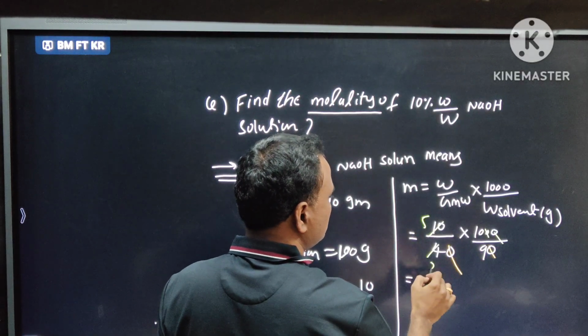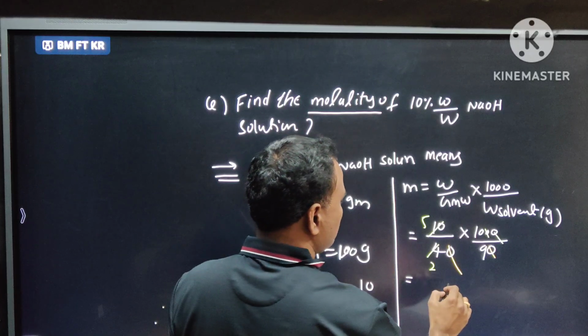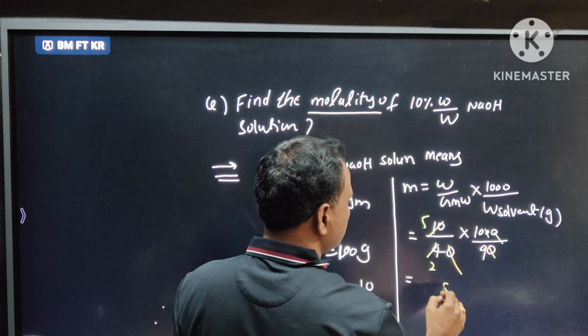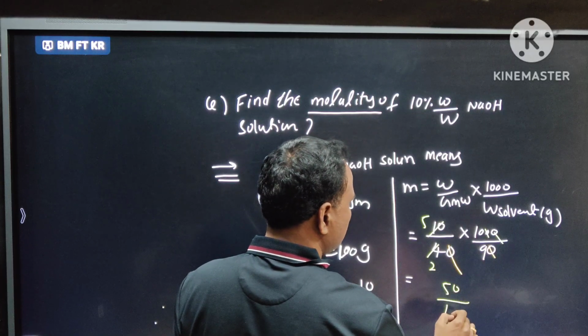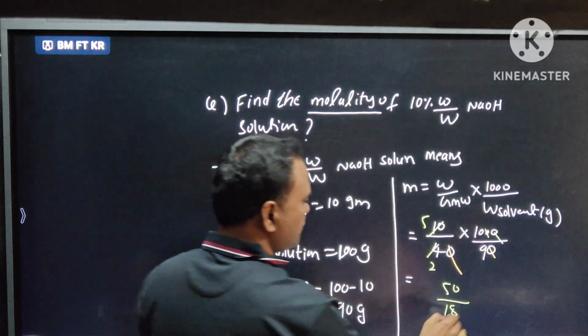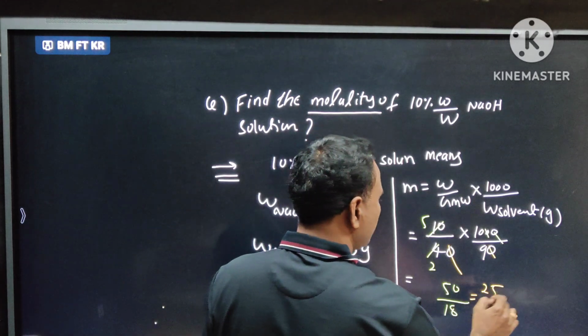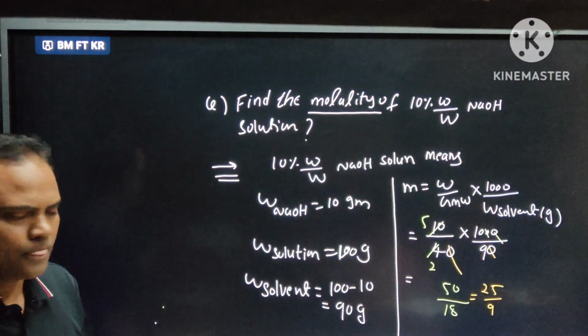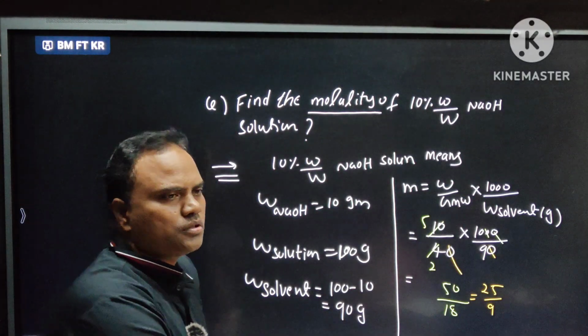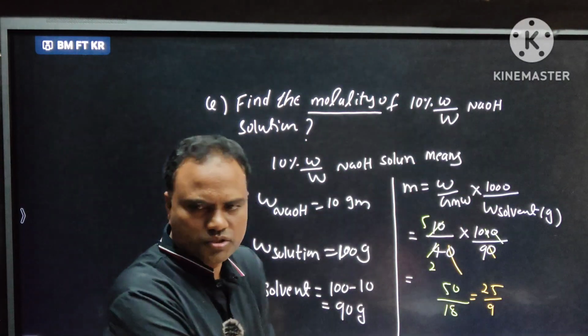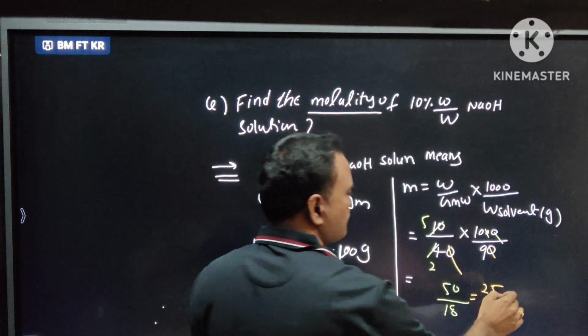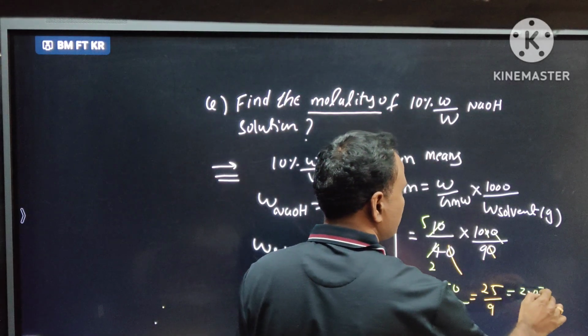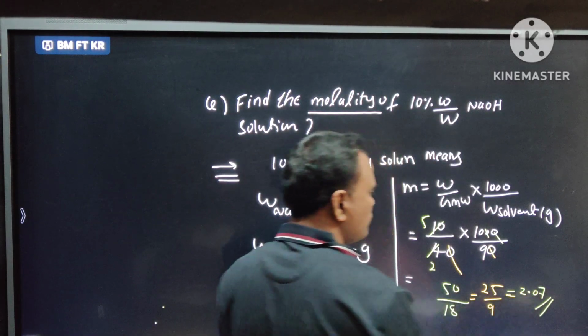5 times and 2 times. So this is 5 into 10, 50 by 18. Again we can write this as 25 by 9. How much will we get? 2.07. So approximately 2.